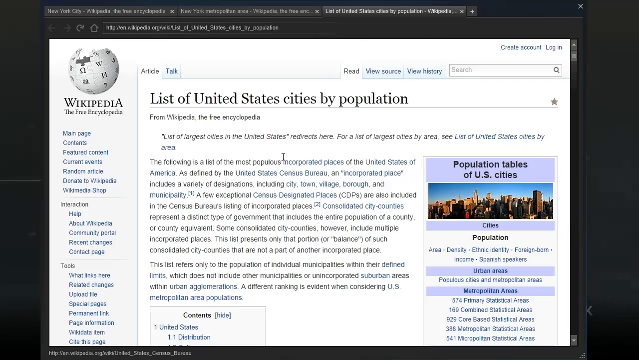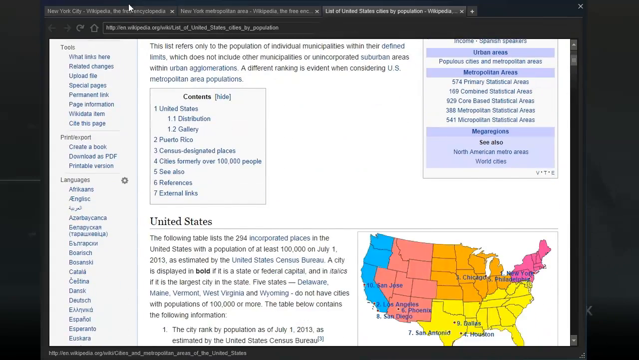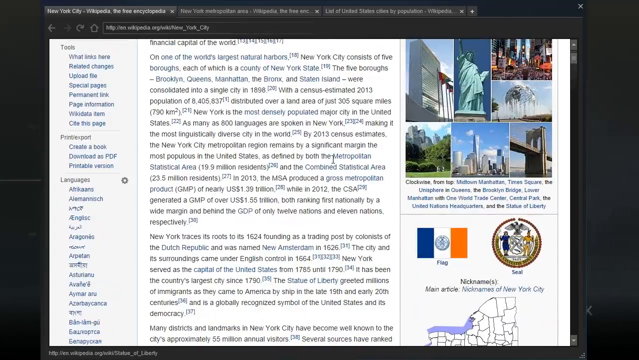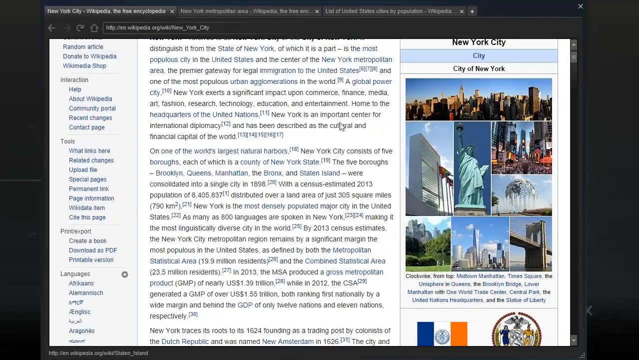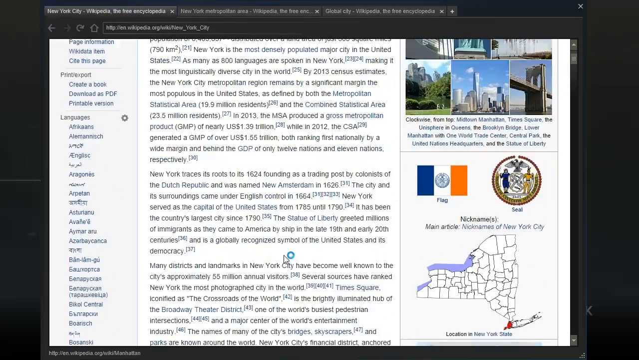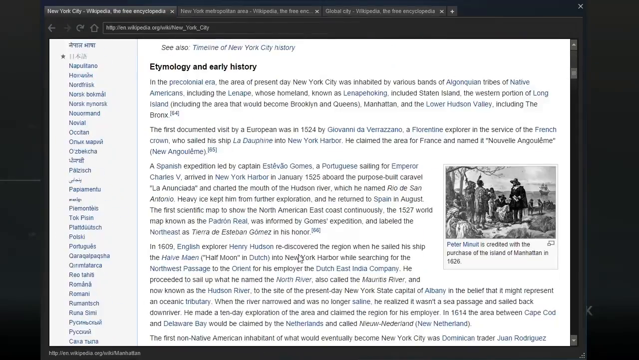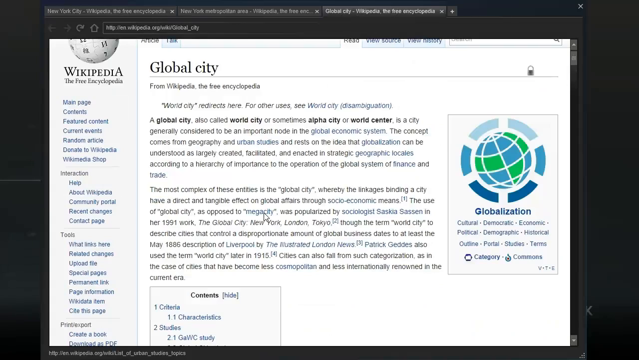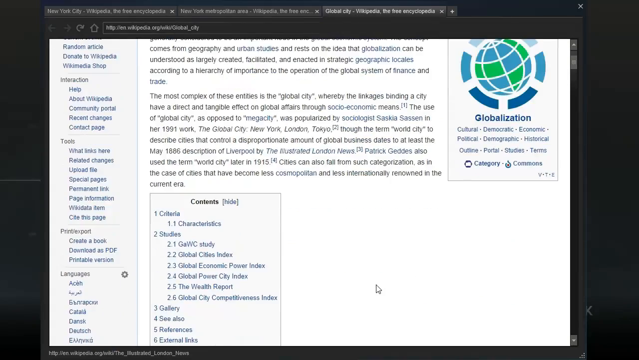Alright, list of United States cities by population. That's not what I wanted. Hold on. Global power city. There we go. Global cities. Just allow me to take a small tangent.